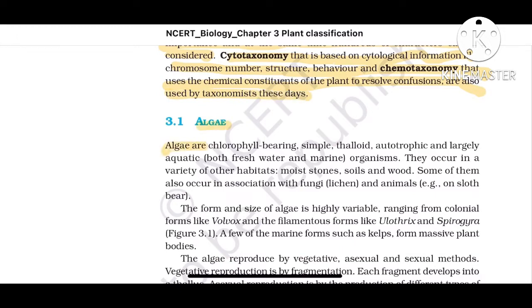Algae. Algae are chlorophyll bearing, simple thalloid, autotrophic, and largely aquatic, both freshwater and marine organisms. They occur in a variety of other habitats, moist stones, soils, and wood. Some of them also occur in association with fungi, lichen, and animals, for example on sloth bear. The form and size of algae is highly variable, ranging from colonial forms like Volvox and the filamentous forms like Ulothrix and Spirogyra. A few of the marine forms, such as kelps, form massive plant bodies.